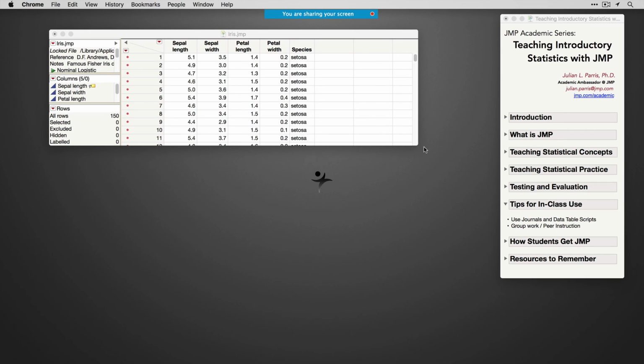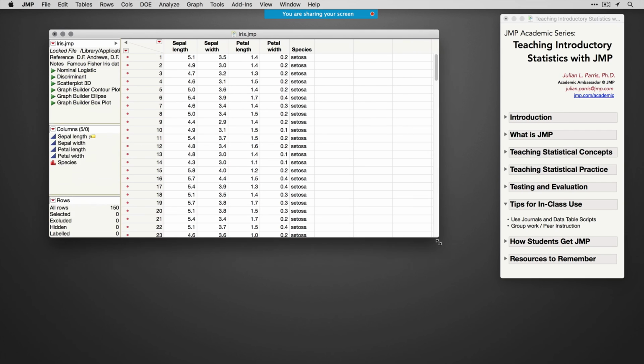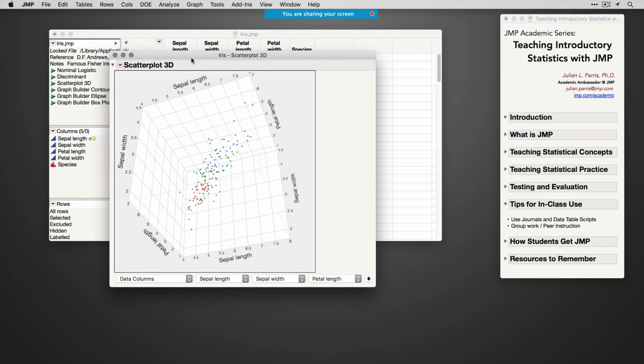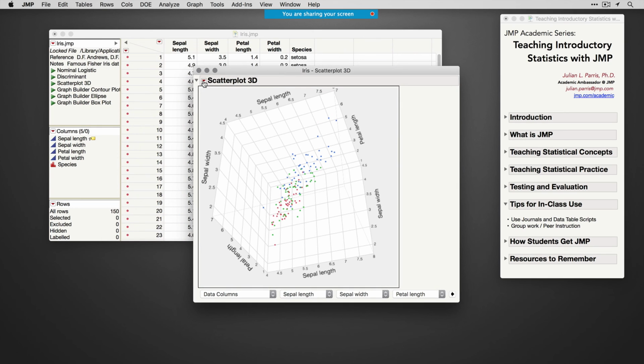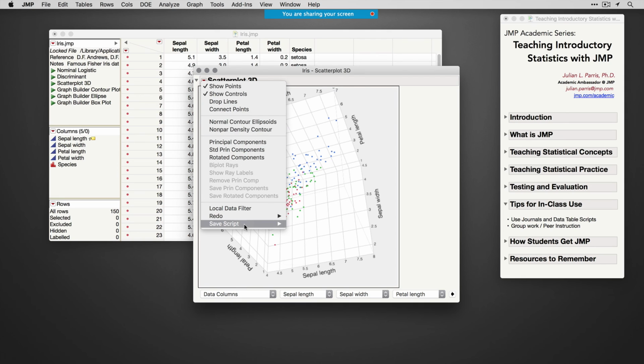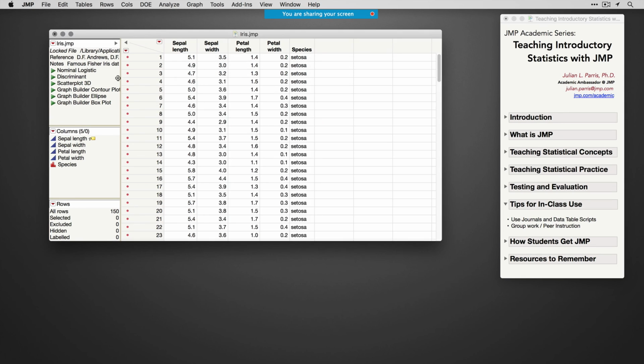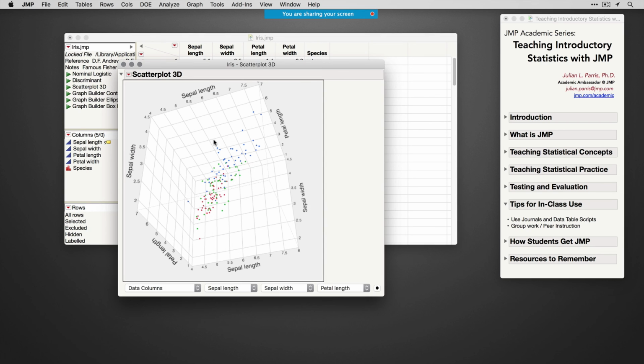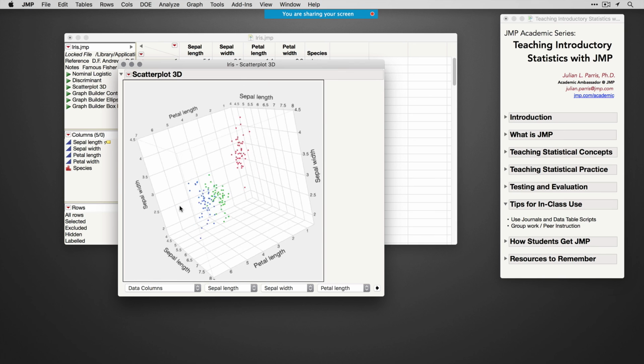Also, use data table scripts. When you run an analysis in JMP, you can save that analysis to the data table. And that's what the left-hand side is over here. To save an analysis, just go to the red triangle, Save Script, and save it to the data table. Now, the value for this is if you save the analyses you're going to want to talk about during a lecture, if students can't keep up by going to the menus quick enough, you can tell them, oh, just click the play button next to Scatterplot 3D, and they can have it on their own computer without having to go through the menus.